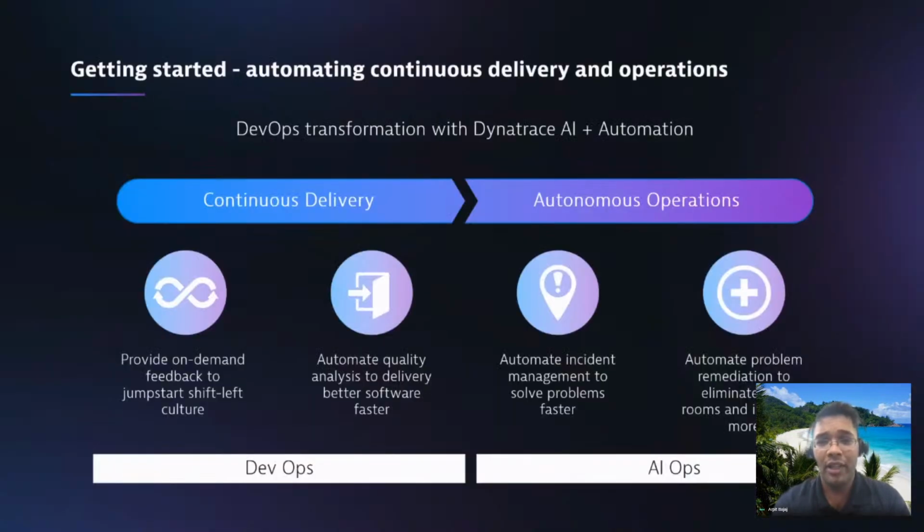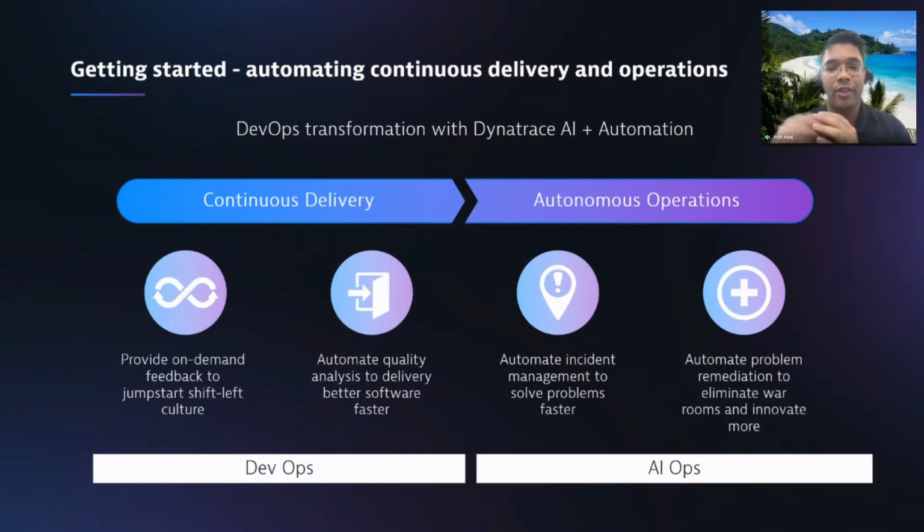Within the DevOps side, there are actually 4 main DevOps use cases that Dynatrace can help you transform with. And these use cases are divided between your pre-production environments and your production environments. So within pre-production, Dynatrace can provide you with on-demand feedback to jumpstart your shift-left culture, so give you continuous feedback about what's going on. And we can also automate pre-production quality analysis to help deliver better software. Now, when you make it down to production, you can automate your incident management to solve problems faster and automate problem remediation to help eliminate war rooms and innovate more.